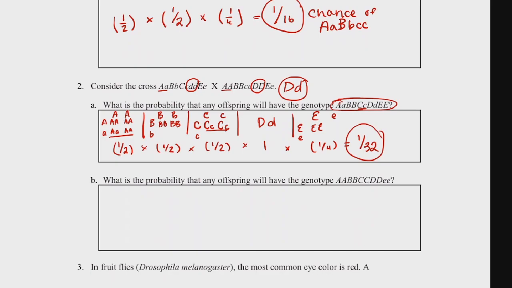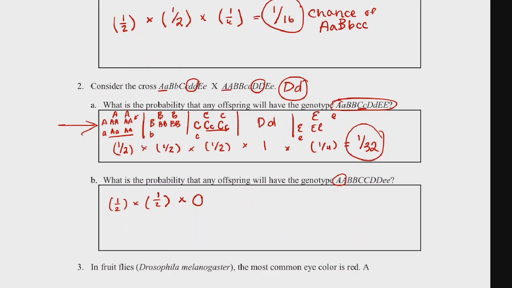And for B, using the same Punnett squares that we created above, it's asking for big A, big A, big B, big B, big C, big C, big D, big D, little e, little e. So for A, we can see that that's right here, half a chance. Big B, big B is half a chance. Big C, however, as we can see here, is not possible. So our probability for that would be 0.